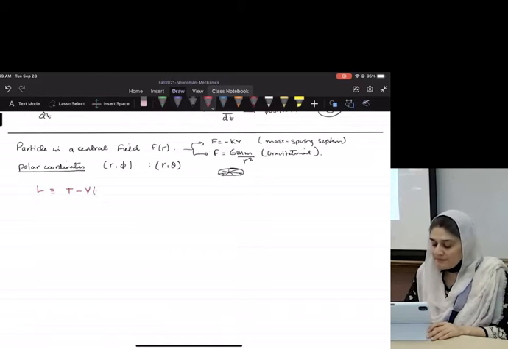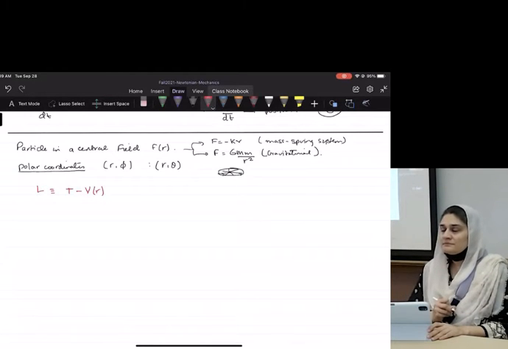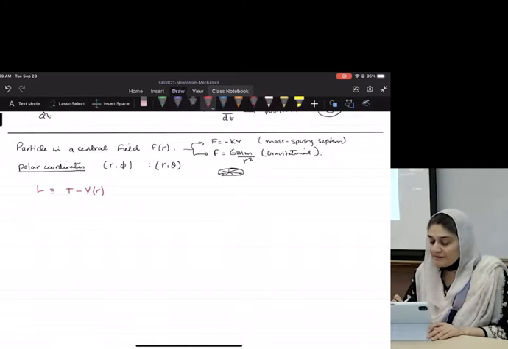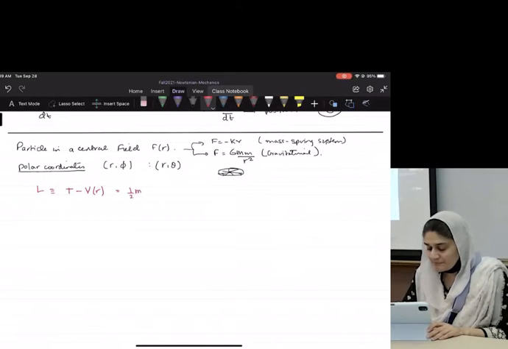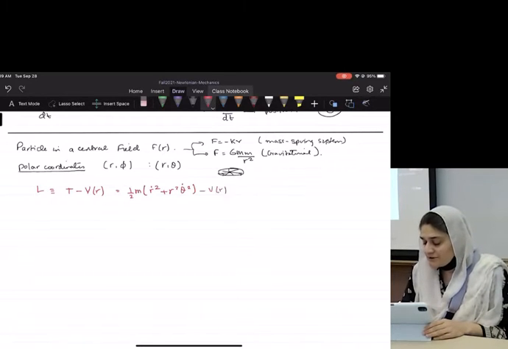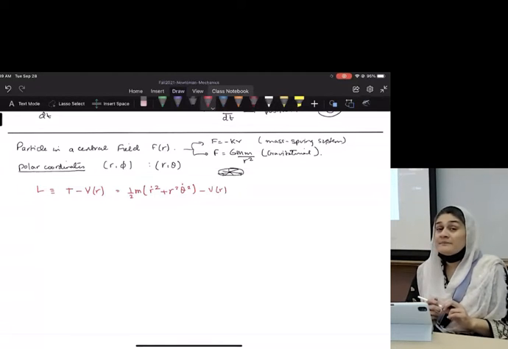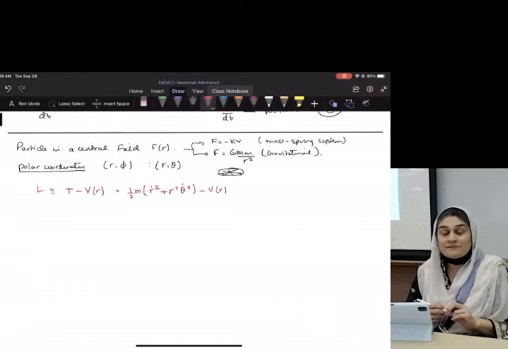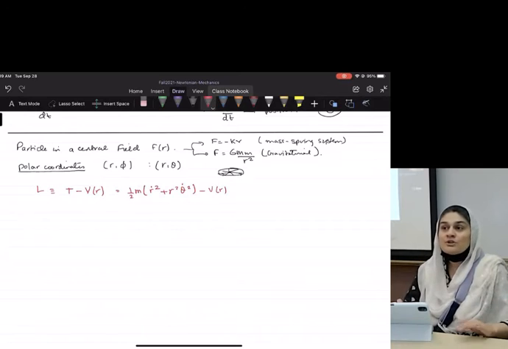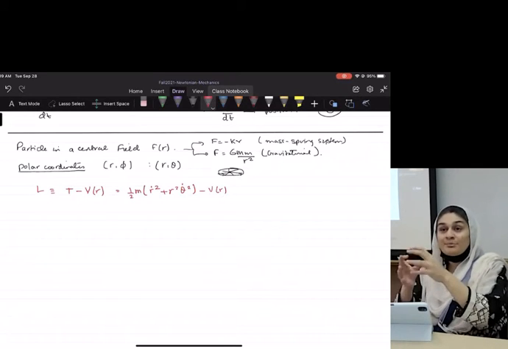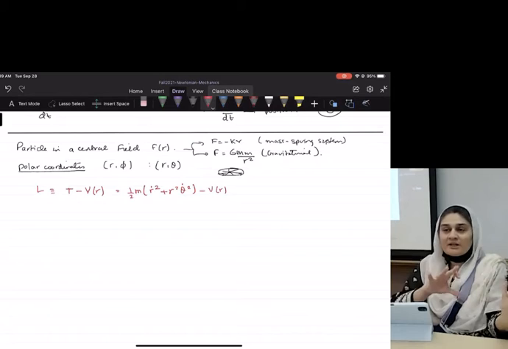And V will be a function of r, and how did we define the kinetic energy for a polar coordinate? r dot squared plus r squared theta dot squared, minus V as a function of r. Now note, I am not actually defining V as a function of r, I'm just leaving it alone. So whatever V we will get for the particular problem you have, we're going to replace it later.